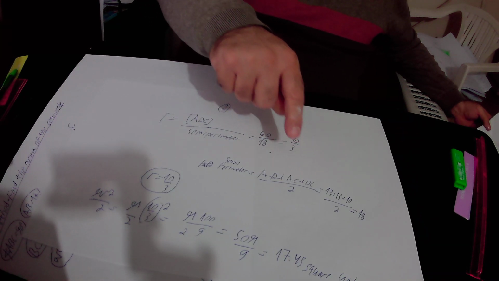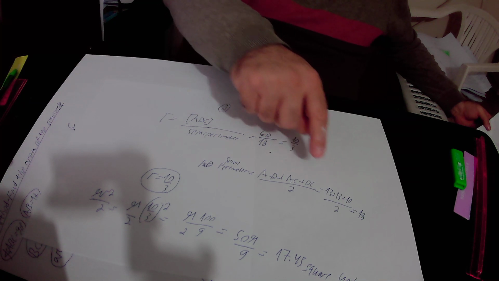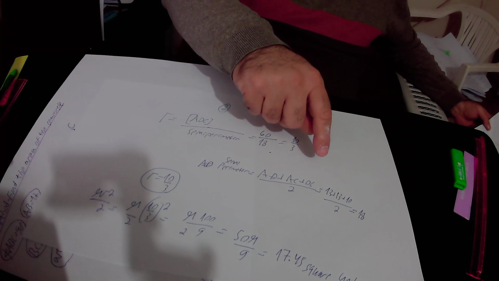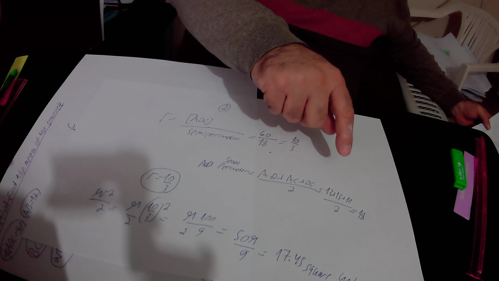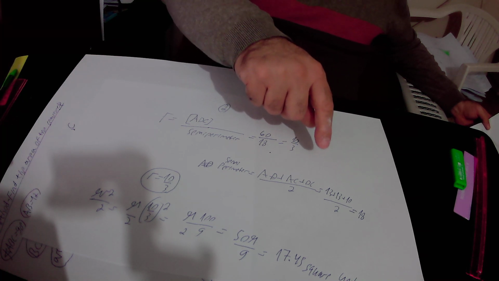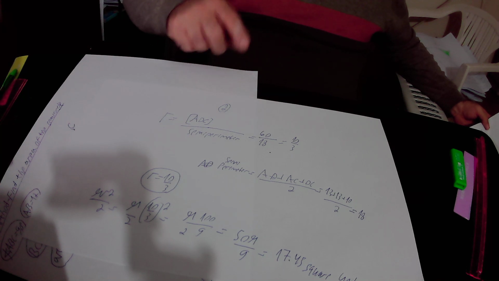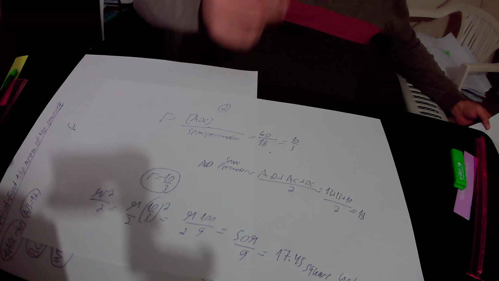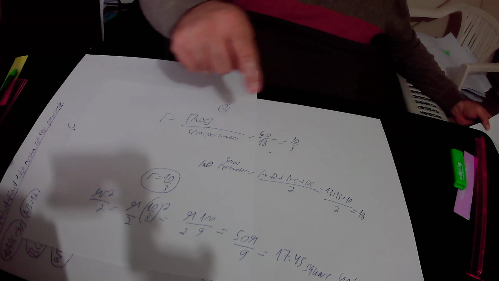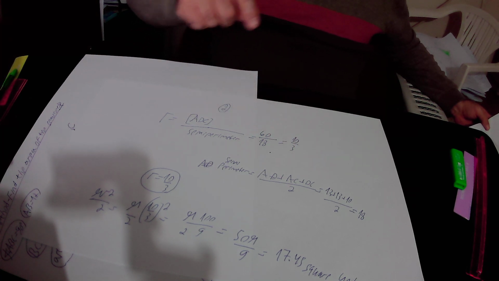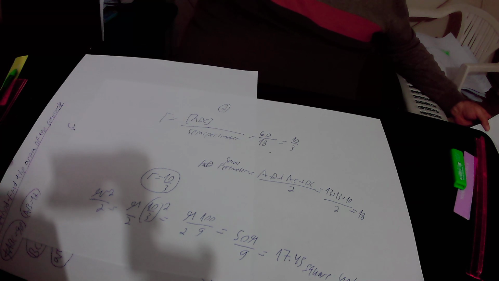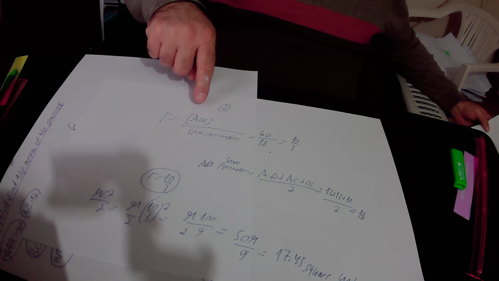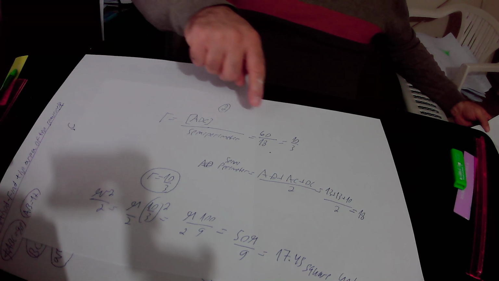That is to say, AD is 13, AC is 13, DC is 10. So 13 plus 13 is 26, 26 plus 10 is 36, and 36 over 2 is 18. So the semi-perimeter of any triangle is equal to the perimeter over 2, and for triangle ADC it is 18. So the radius of the circle equals 60 over 18.